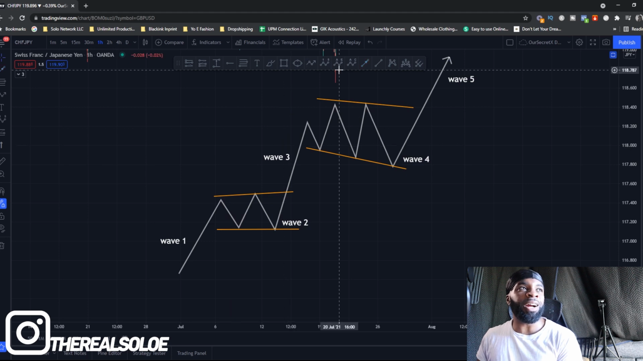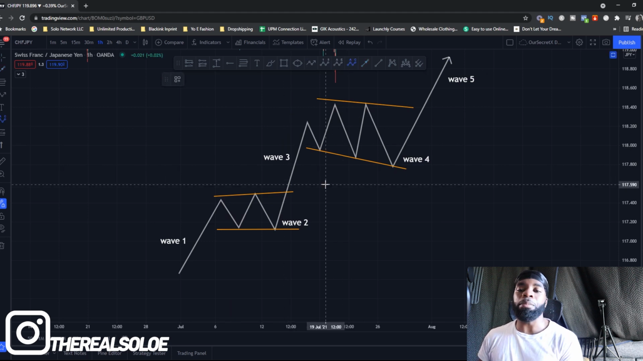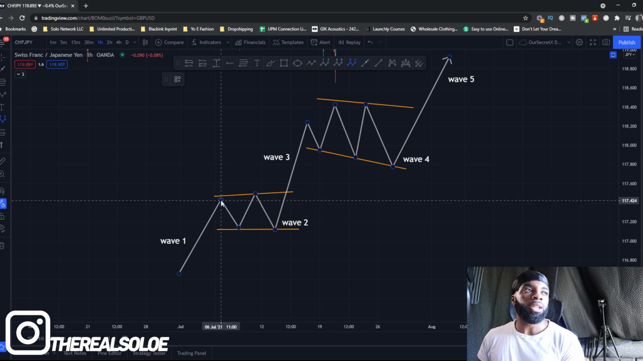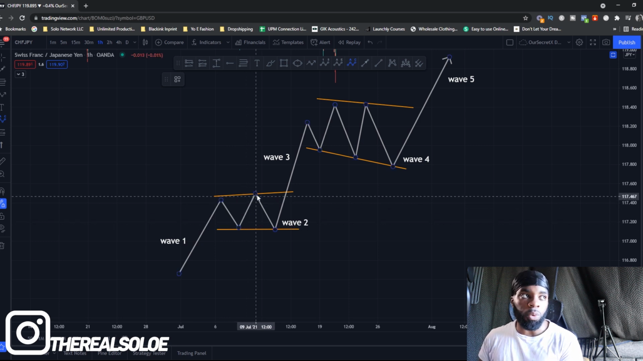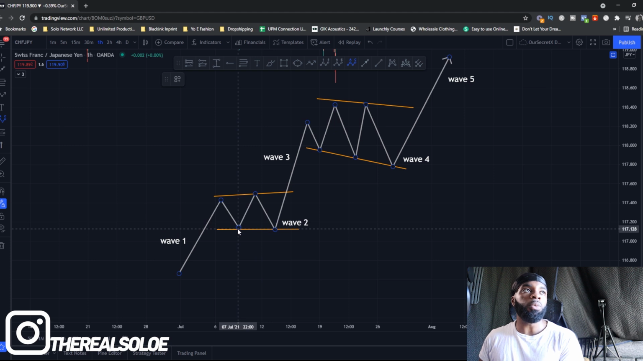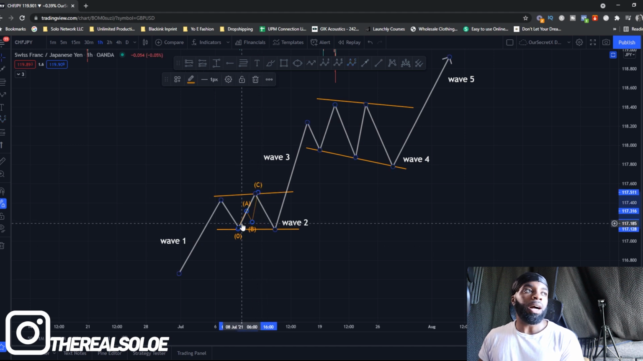Now, inside of corrective waves, we have what we call ABC legs. ABC legs are formed off of everything, right? So if you jump on a 5-minute time frame, and let's say you wanted to trade one of these legs, you can. Basically, what happens is market will come up, and then it will pull back, and then it will go back up. A lot of people don't know this, but patterns are always forming in every single time frame, and this is why so many people do get confused.